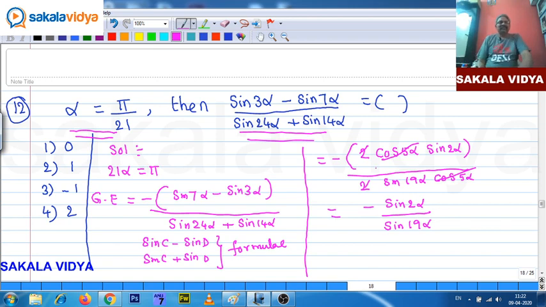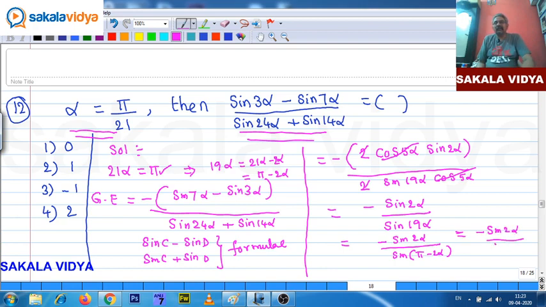So, now, see, I already told you, with the help of this, this 19 alpha can be written as 21 alpha minus 2 alpha. This 21 alpha is nothing but pi, so pi minus 2 alpha. So, now this can be written as minus sin 2 alpha by sin of pi minus 2 alpha. Sin of 180 minus theta is sin theta. So, you get minus sin 2 alpha by again sin 2 alpha. Sin 2 alpha gets cancelled, we have minus 1. So, the third option is the right option.